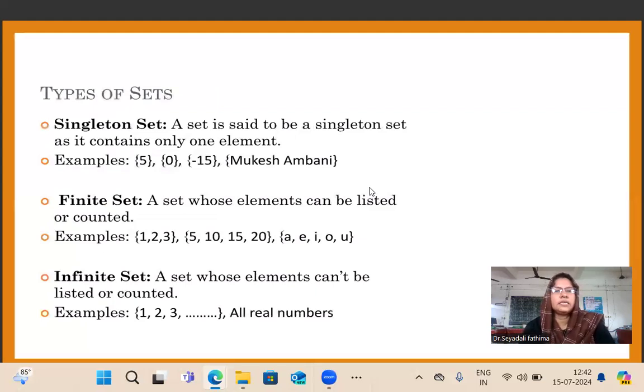Next we see the singleton set. A set is said to be a singleton set if it contains only one element. An example for a singleton set is {5}. {0} is also an example of a singleton set. Next we see the finite set: a set whose elements can be listed or counted. Here, the examples A equals {1, 2, 3} and {5, 10, 15, 20} are finite sets. Infinite set: a set whose elements cannot be listed or counted. The set of all real numbers is an infinite set.